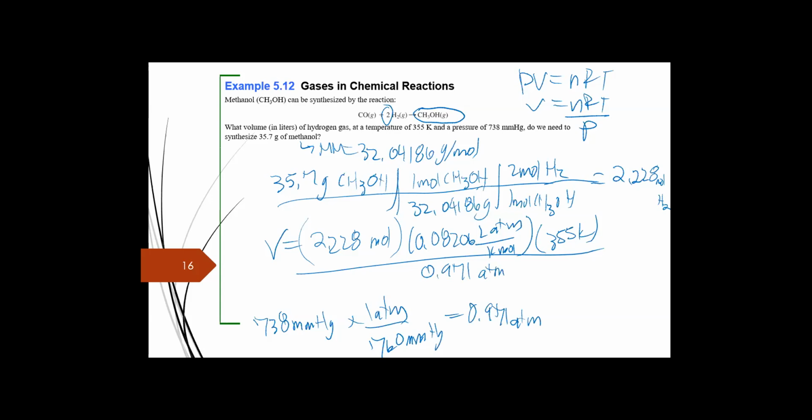Now I can take that and plug that in. 2.228 times 0.08206 times 355 divided by 0.971. And we find out that we need a volume of 66.84 liters. Well, in this case, we're really looking for 66.8 when we think about significant figures for our volume.